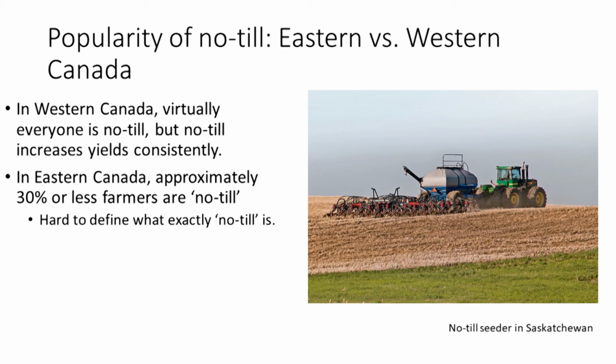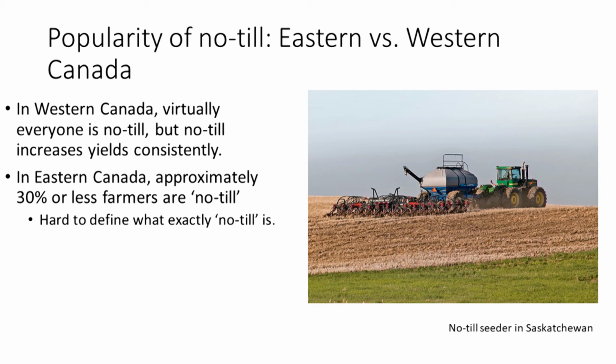Okay, in Eastern Canada, it's much less common, and I haven't seen any hard stats on what percentage of farmers in Eastern Canada are no-till. It's actually hard. A farmer who calls himself no-till might do some tillage, and then what do you call no-till versus minimum till? So this is my kind of guess based on conversations with OMAFRA extension specialists and other agronomists across Ontario. I would say 25-30% or less of farmers in Ontario or Eastern Canada are no-till.